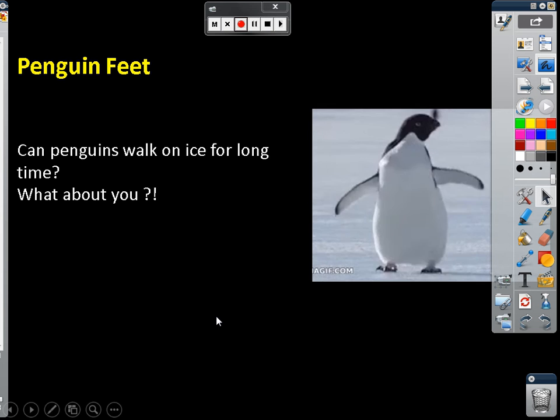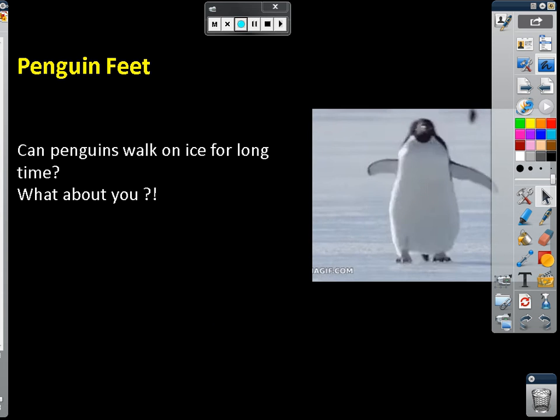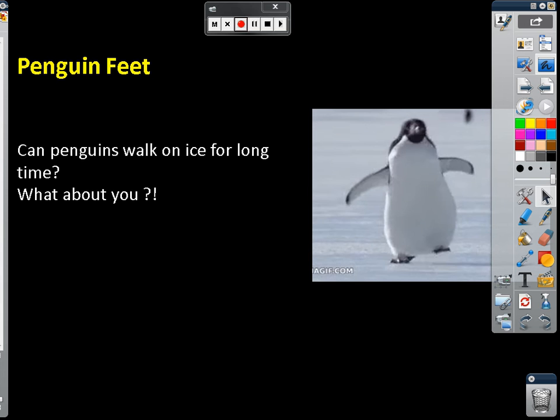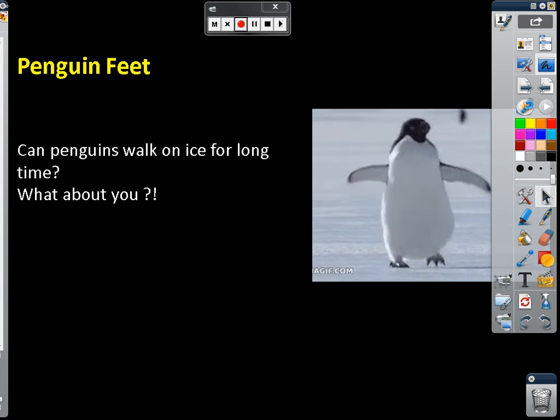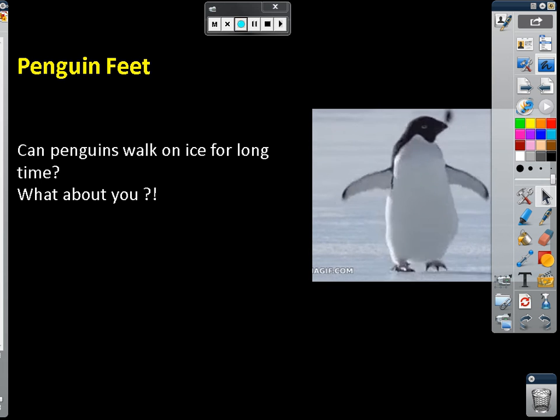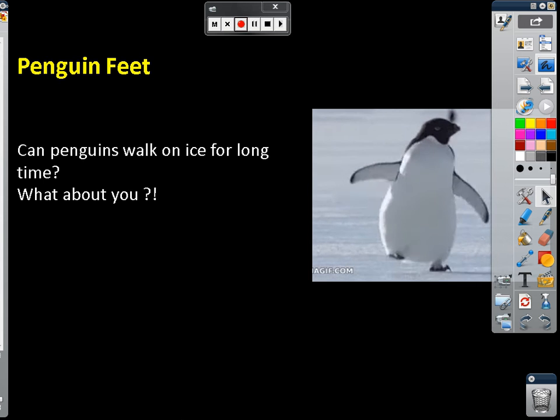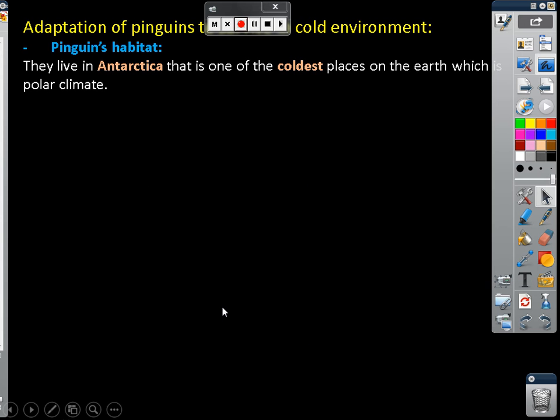And we are going to speak about the penguin. Can penguins walk on ice for a long time? Guess with me. Yeah, that's right, they can do that. So penguins can walk on ice for a very long time. What about humans? Can we do the same? No, we cannot. We will feel as if we are freezing inside the ice. But the penguins don't. So why?